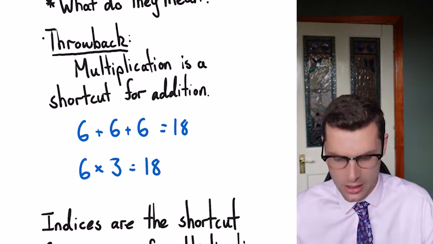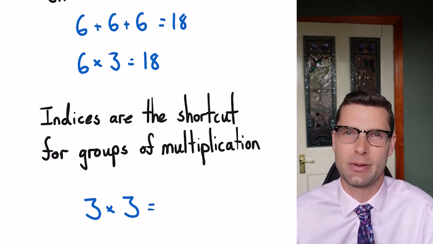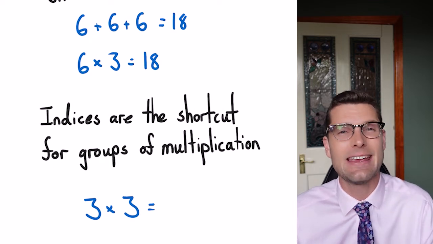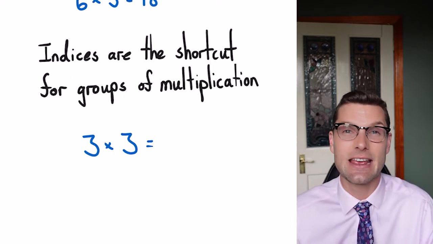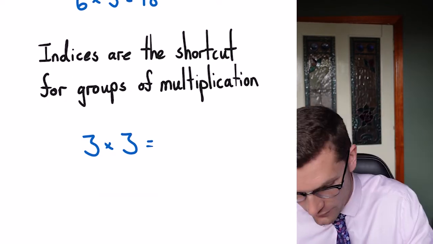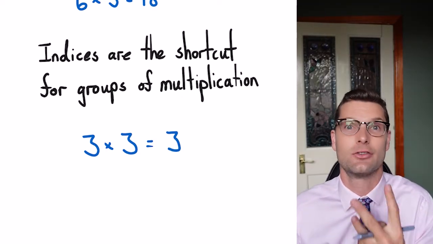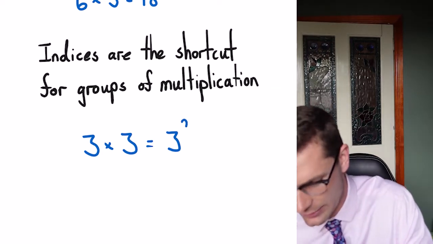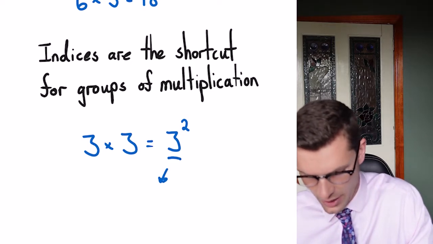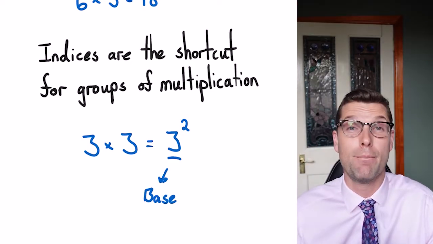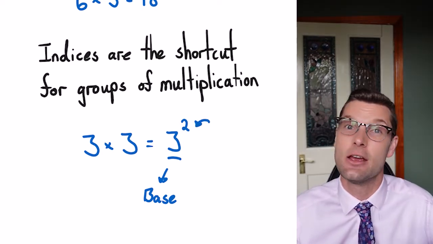With that in mind, indices are just a shortcut to saying that we've got groups of multiplication. The only important thing here is that they are multiplication of the same number. In this example, we've got 3 times 3. We've got this 3, and because we have 3 times 3 twice, we write a little 2 up the top. What this says is that the base is multiplied by itself this many times. And this is all the information that an index communicates.